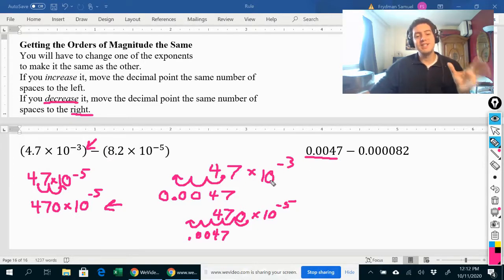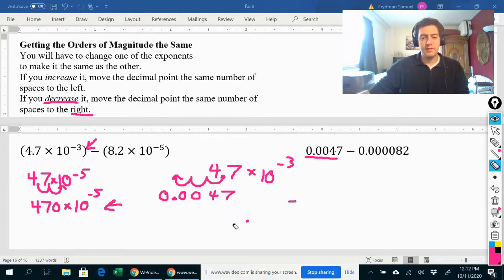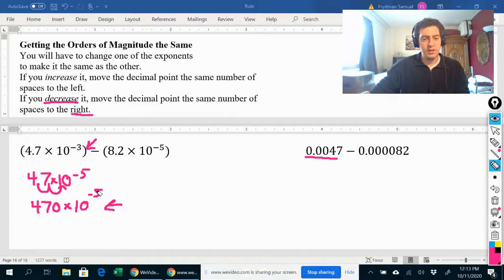They're just written differently. And again, the reason why we wanted to write that differently is because we have an order of magnitude over here of -5, and we want those orders of magnitude to be the same before we actually go ahead with the subtraction here.